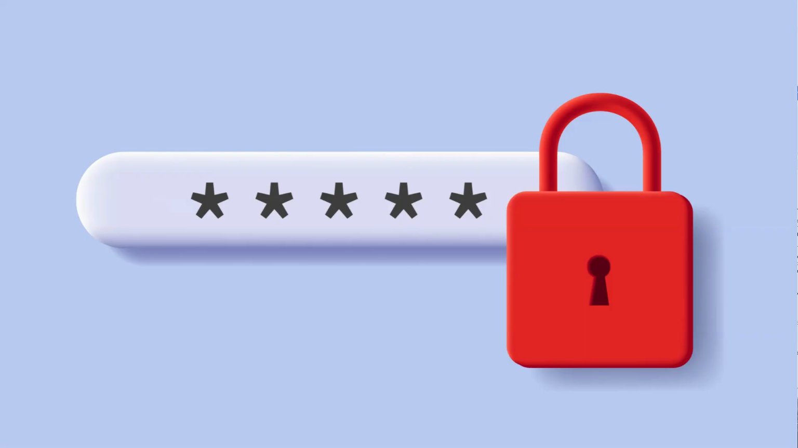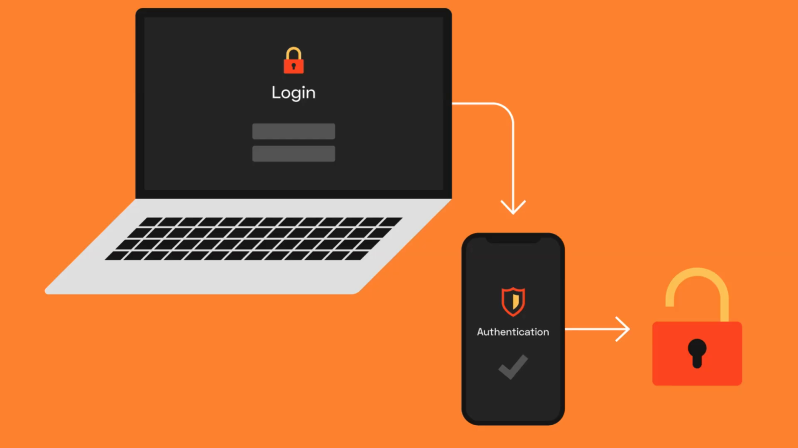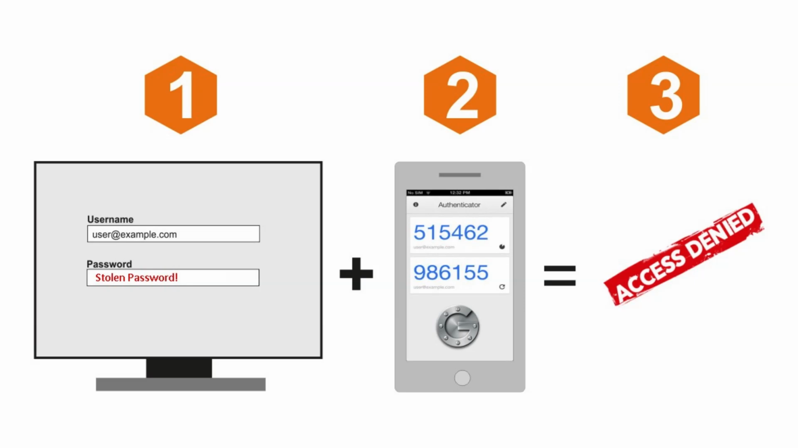The first factor is typically something you know, a password or a PIN. This is what you already use to log into your account. The second factor is something you have, such as a physical device or a code sent to your registered phone number or email address. By combining these two factors, even if an attacker manages to obtain your password, they would still need the second factor to gain access to your account.